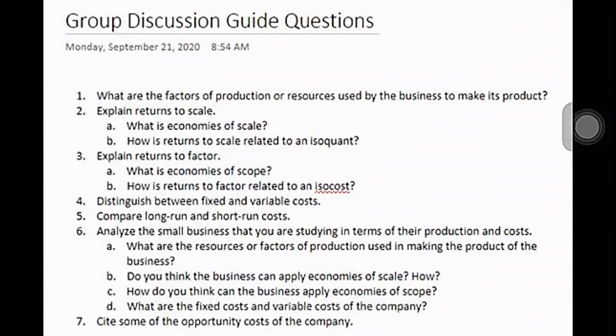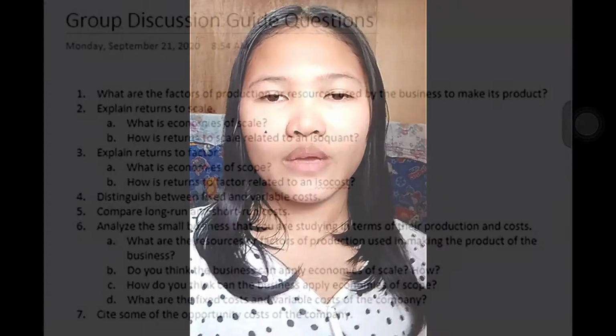A. What is economies of scope? It definitely focuses on increasing the production of varieties. What is variety of production? It is producing multiple products.